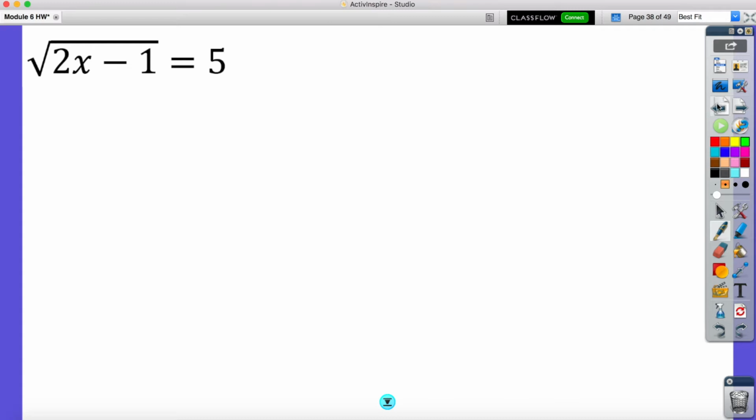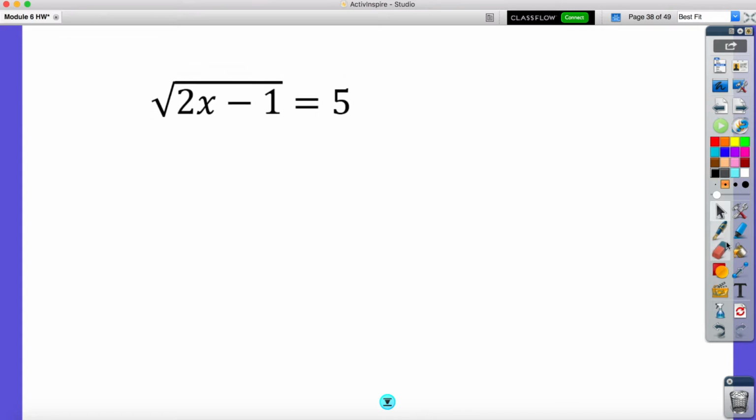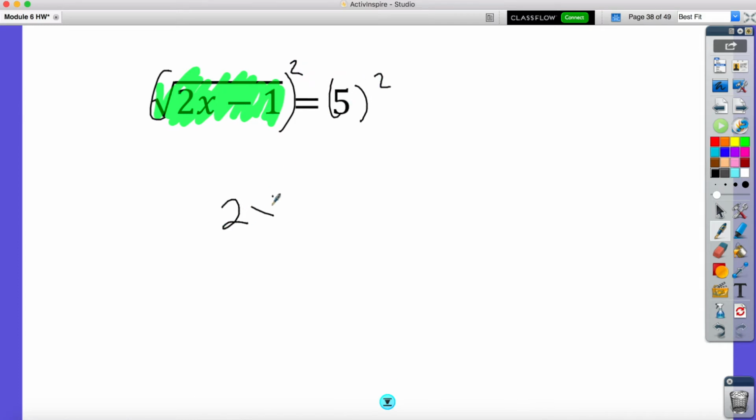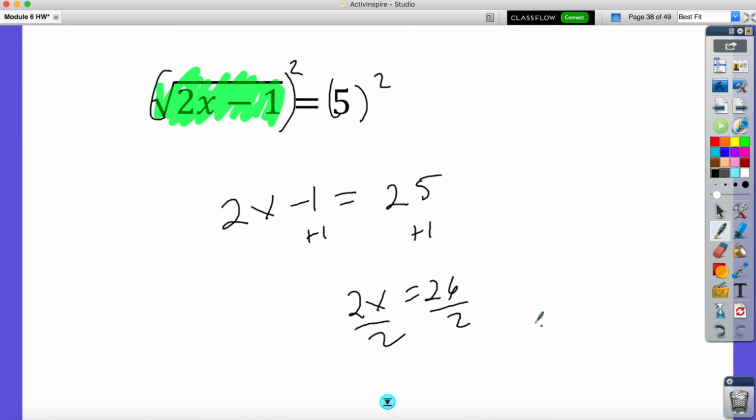Similar to the one we previously just did, the entire problem is in the square root. So if I look at this problem, to get the square root all by itself, it's already all by itself. So the only thing I need to do is square both sides by 2. And this will give me 2x minus 1 is equal to 25. I'm going to add 1 to both sides to get 2x equals 26. Divide both sides by 2 to get x equals 13. And 13 is my final answer.